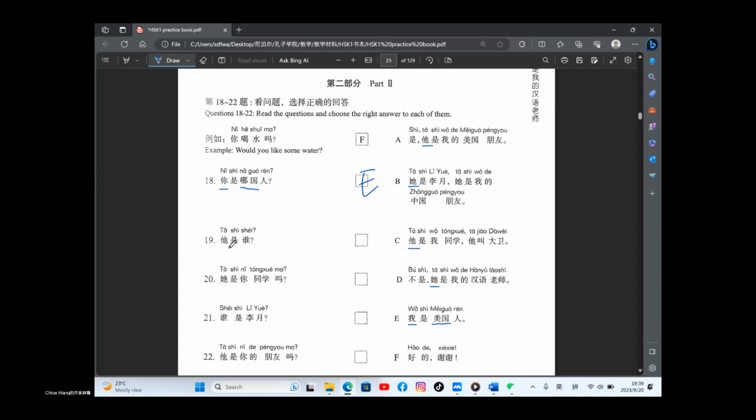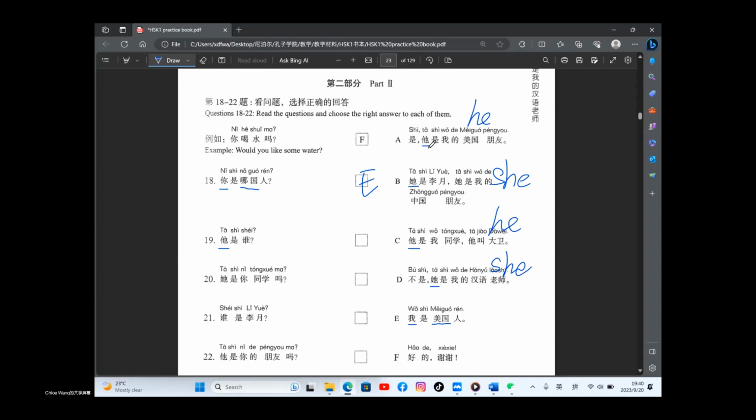19. Question 19. 他是谁? Who is he? This time, the subject, the proper noun, is using 他, male 他, right? So first, let's pick out the male 他, which is the first A is male 他, B is she, C is he, D is she. So for question 19, now we can tell which question might be right. Those proper nouns are using he, so it's A and C.